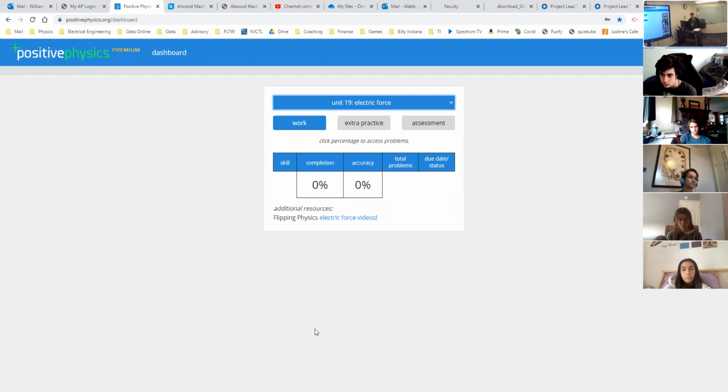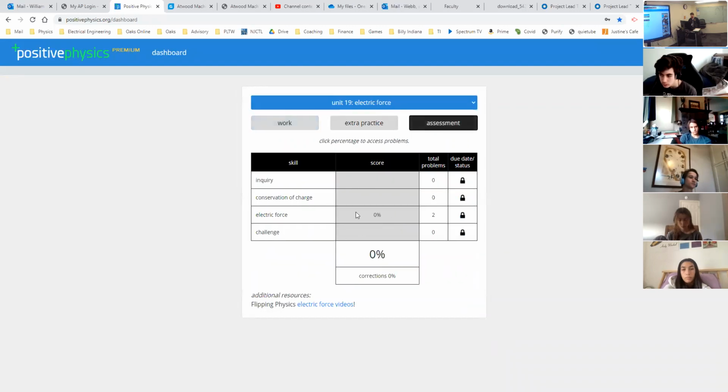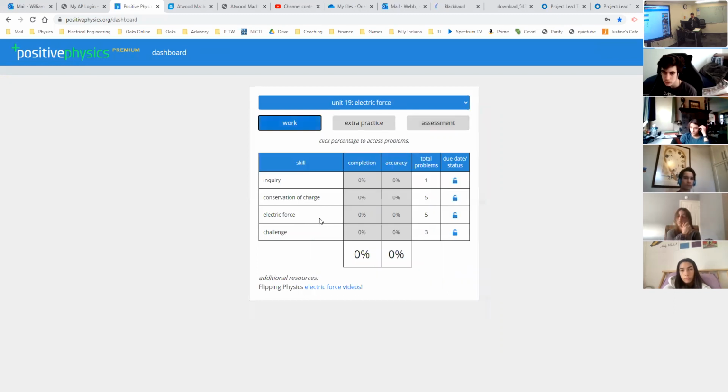And then 19 on electric force, if you click on the assessment, you can see there's just 2 questions from this electric force unit. You can come back here, practice these problems, and it's all unlocked so you can prepare. You can use the positive physics work section to prepare, and you know exactly how many are coming from every portion, 10 questions total.